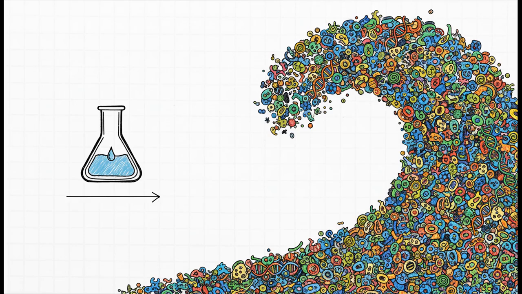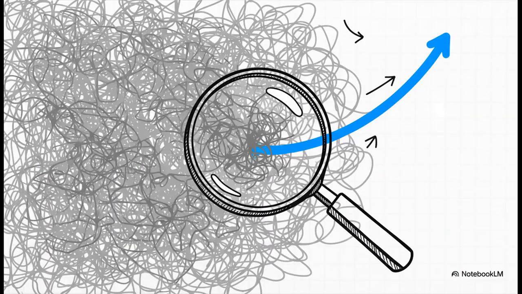And that problem, believe it or not, isn't that we don't have enough information. No, it's actually the complete opposite. I mean, after just one experiment, a scientist might be staring at a list of thousands of genes that have changed. On its own, that list is just, well, it's just noise. The real challenge is finding the signal, the actual story that's buried inside all of that data.